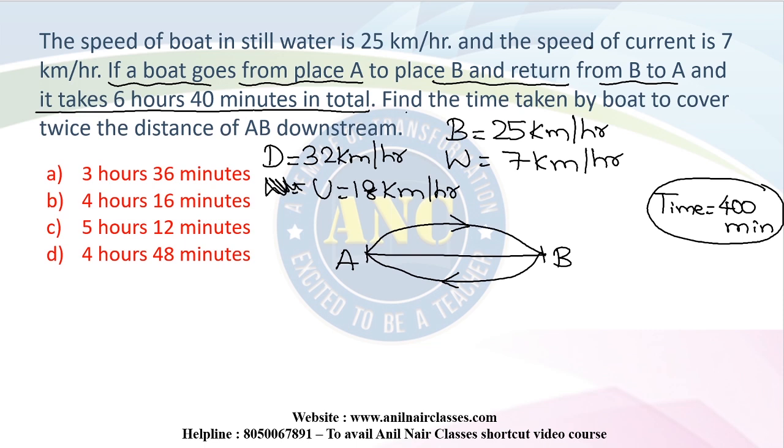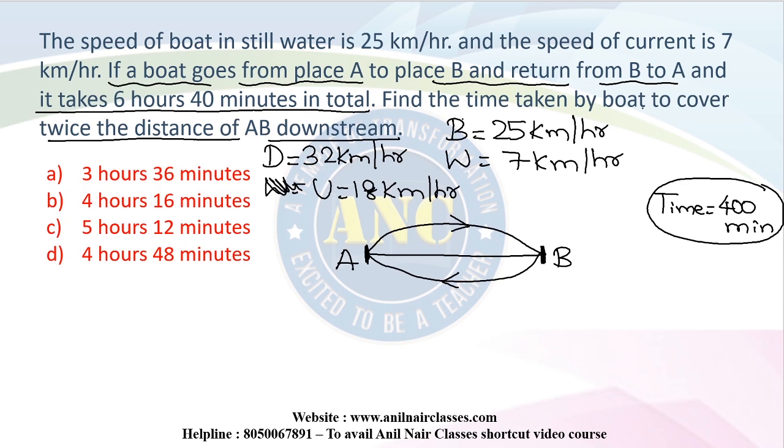Find the time taken by the boat to cover twice the distance of AB downstream. That means, think a little logically. A boat is traveling from A to B initially. Suppose, assume that from A to B it is downstream. If I am going down a particular road initially, and I want to come back on the same road, the road will become up, right? It will be an up road. So if I am traveling from A to B as downstream, then from B to A it is considered as upstream. I hope you got the logic.